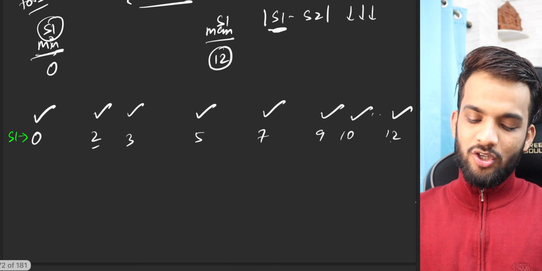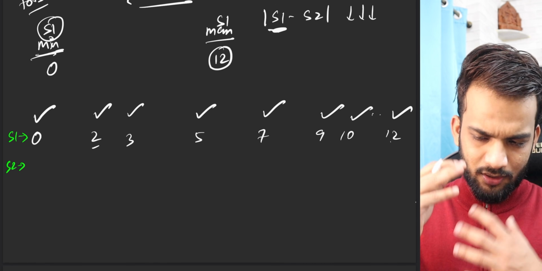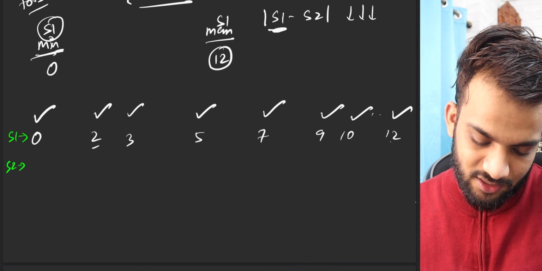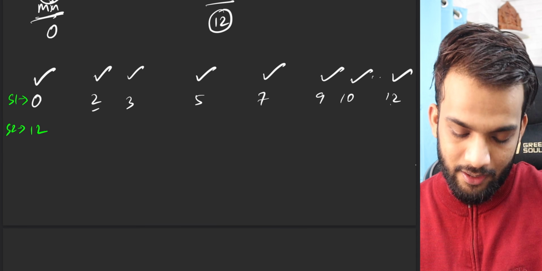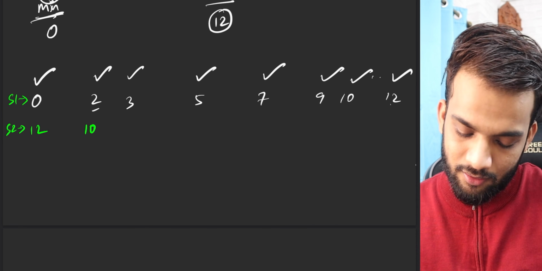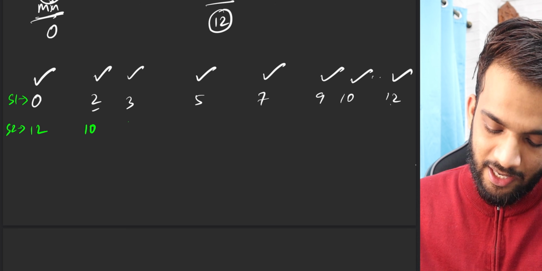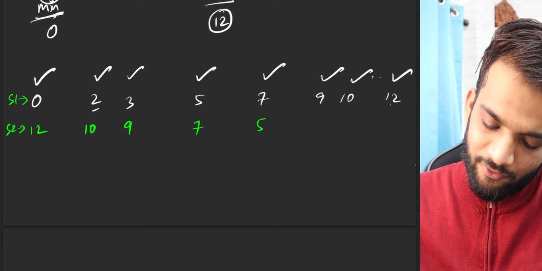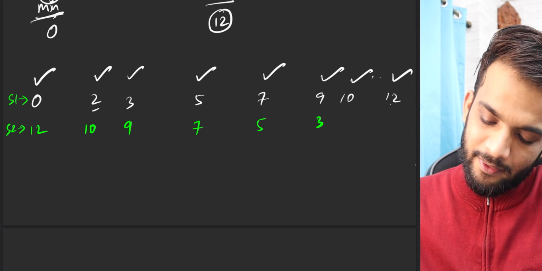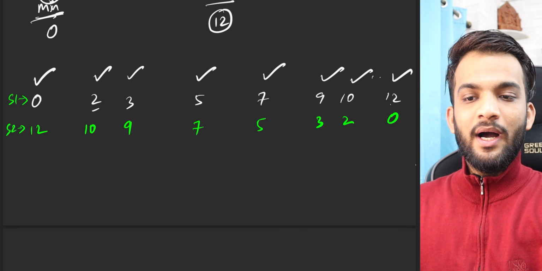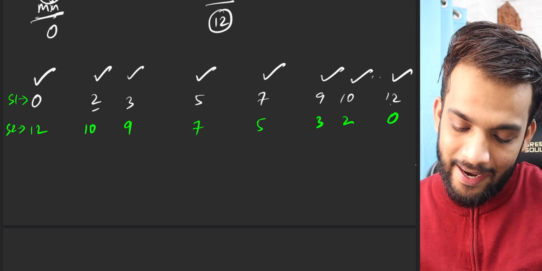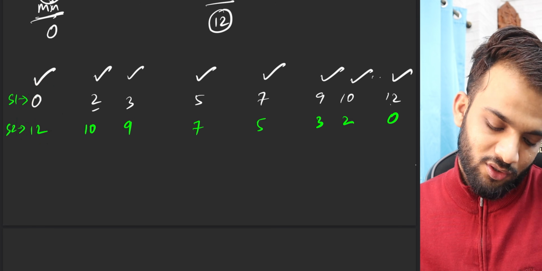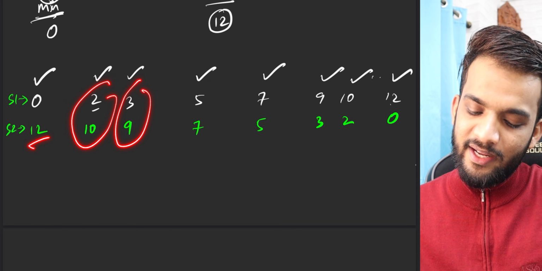So can I find the corresponding S2? Just think inside your brain. Can I find the corresponding S2? And the answer to that will be yes. This will be 12, right? This will be 10, right? This will be 9. This will be 5, 7. This will be 5. This will be 3. This will be 2. This will be 0. So I see that for every S1 I got the corresponding S2.